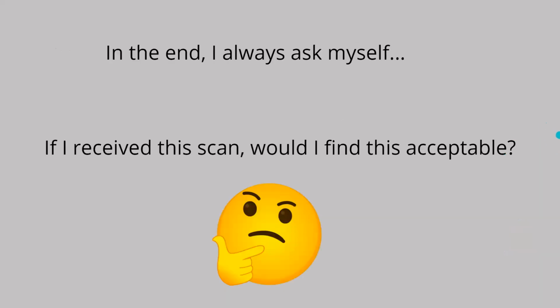And finally, when I'm done scanning an article, I always ask myself, if I received this scan, would I find this acceptable? This is a question that I've trained my students to ask themselves. And as someone with 2 advanced degrees, I have no patience for poor scans at this point in my life. I also know that faculty members that request hundreds of items a year also have high standards, and that what you give to them should be something to be proud of.